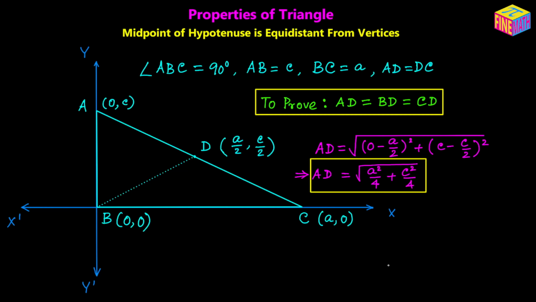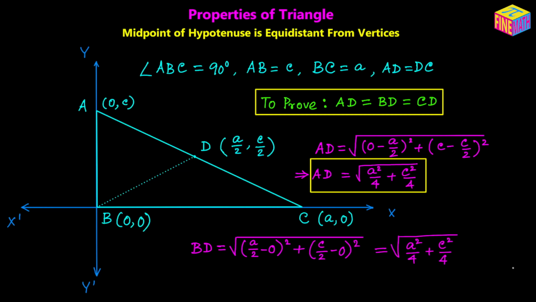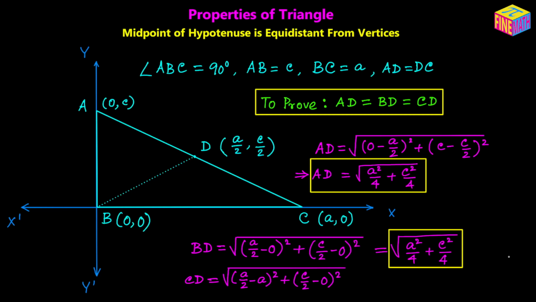Similarly, let's calculate the length of BD. BD can be written as the square root of A over 2 minus 0 whole squared plus C over 2 minus 0 whole squared. And if we simplify this, it's again going to look like the square root of A squared over 4 plus C squared over 4. And finally, let's calculate the length of the line segment CD. The length of CD can be written as the square root of A over 2 minus A whole squared plus C over 2 minus 0 whole squared. And if we simplify this, it can be written as the square root of A squared over 4 plus C squared over 4.